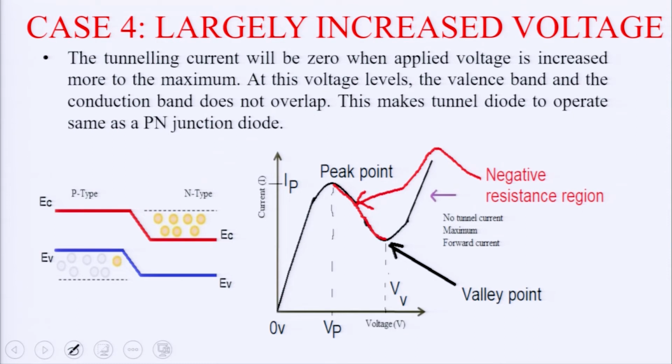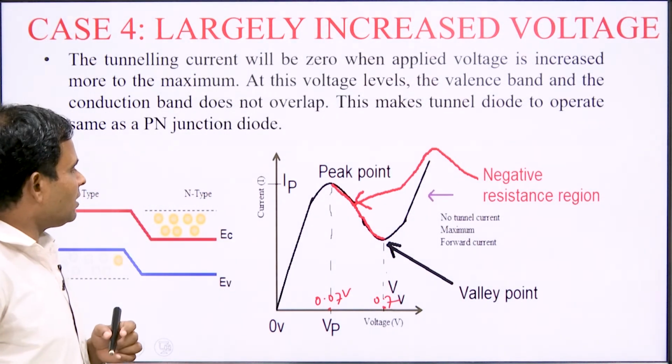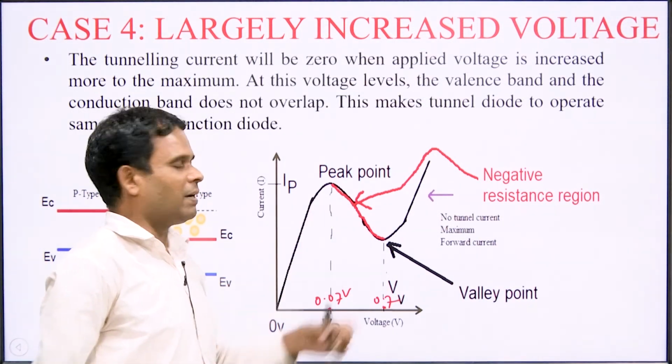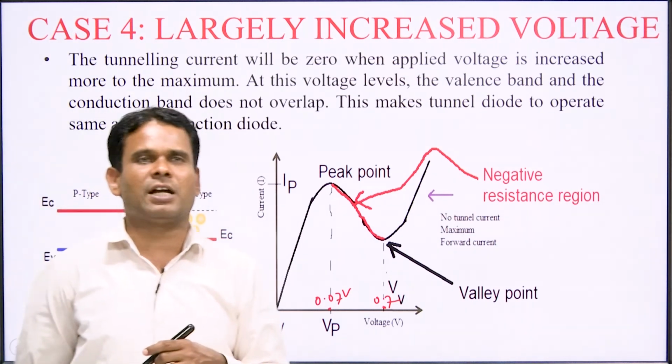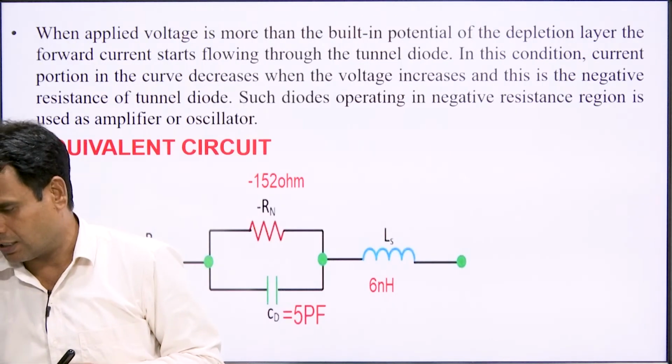If we discuss the value of the forward voltage here, basically this voltage is 0.07 volt and this voltage is 0.7 volt if the tunnel diode is made up of silicon. This means the peak current is already achieved at 0.07 volt only, and in between the peak point and valley point, this is the negative resistance region. Why is this the negative resistance region? Because voltage increases but current decreases, and this negative resistance behavior is used for designing oscillator circuits.